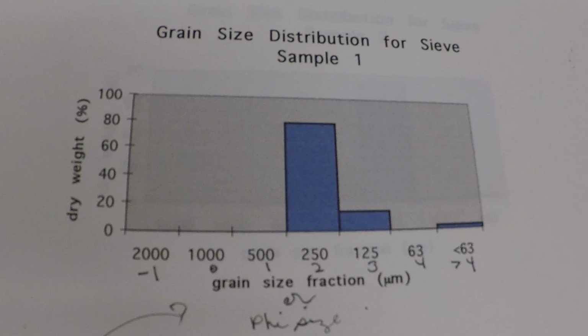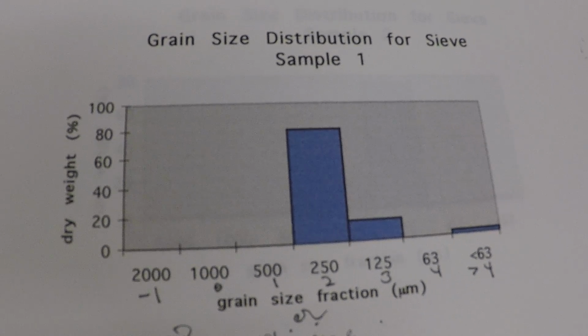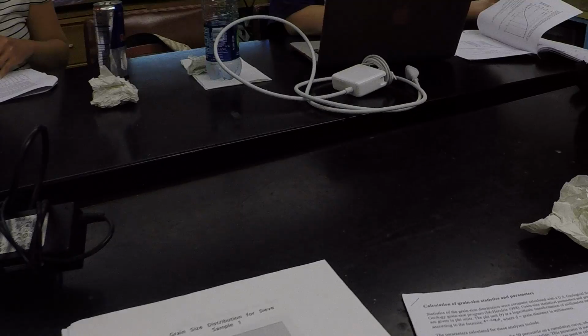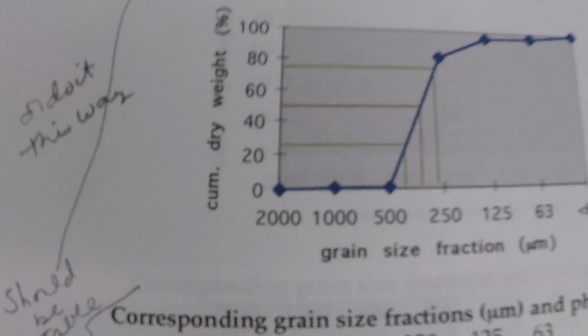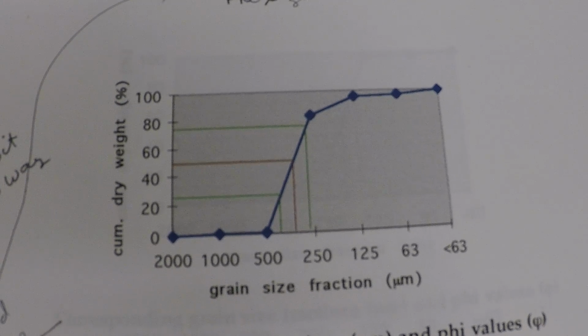Here's an example also of a cumulative probability curve right here, where we have the grain size, the phi size, and the percent dry weight. Oh, that's not, I'm wrong. Okay, strike that graph I was just showing you. Okay, this right here is the cumulative probability curve.